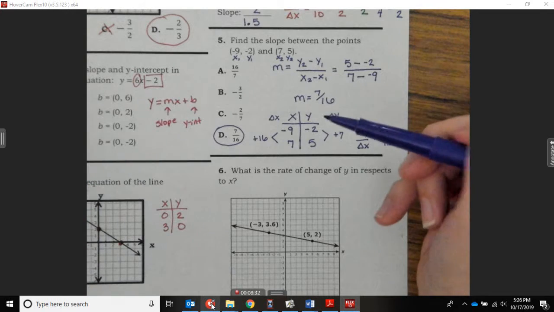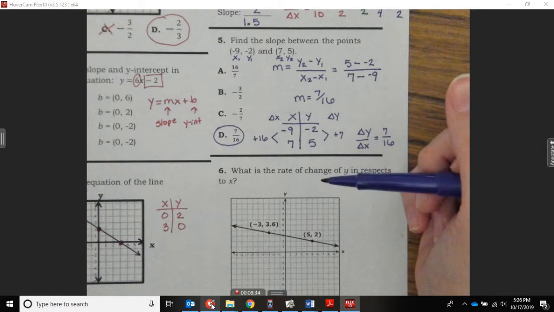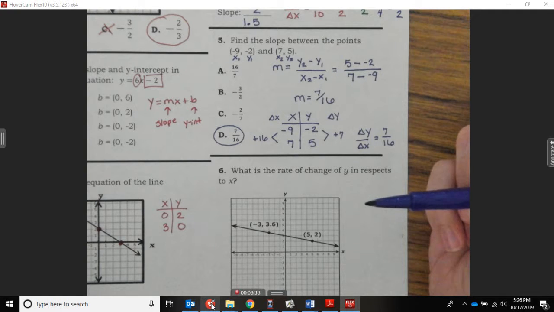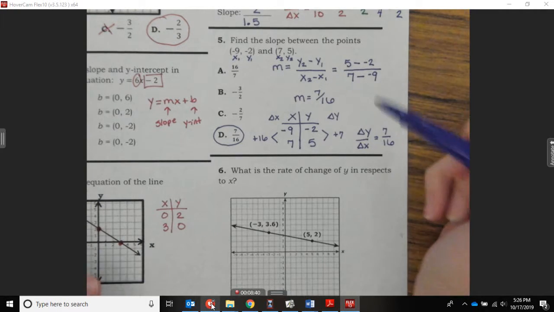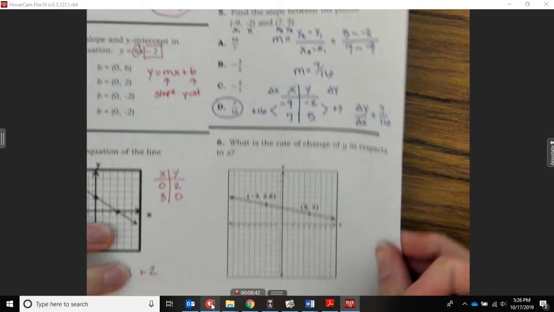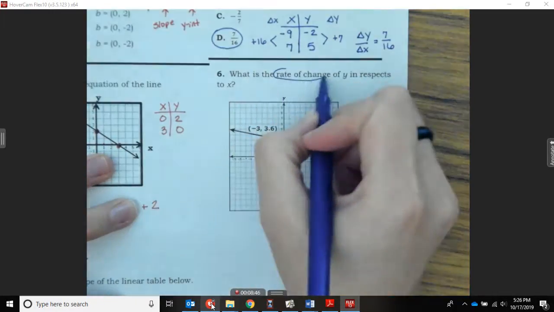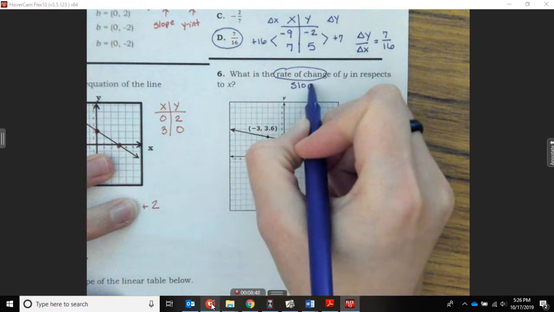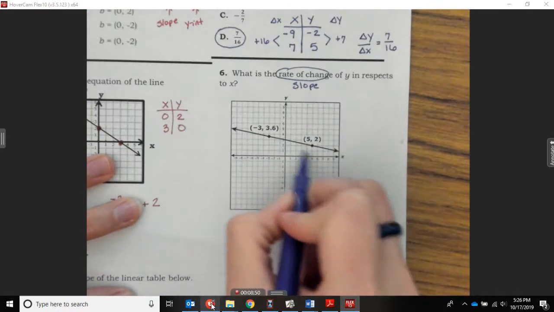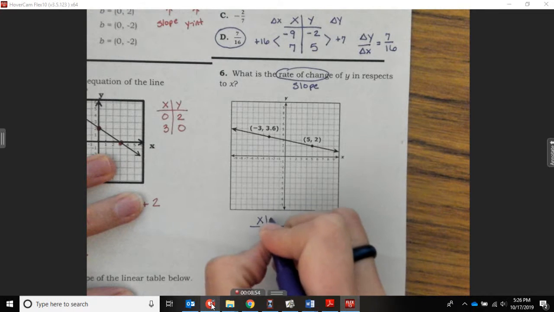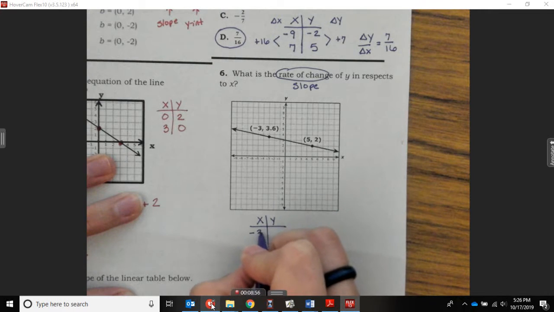And then again, a third option is if you have this table, you can put it into list and spreadsheet, and it will tell you what the slope is, and you change that decimal to a fraction. Number 6, what is the rate of change? Rate of change just means slope. And this time it gave you 2 points. So you could have just gone to your calculator and put in the points.